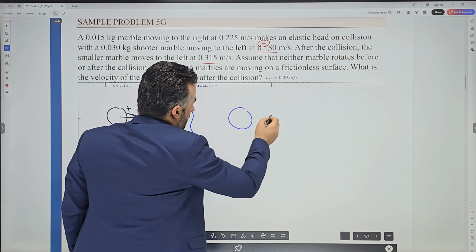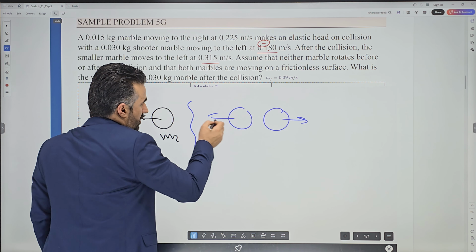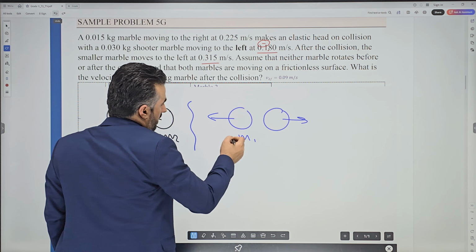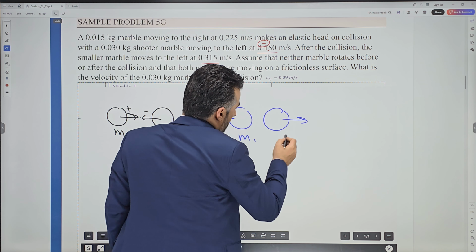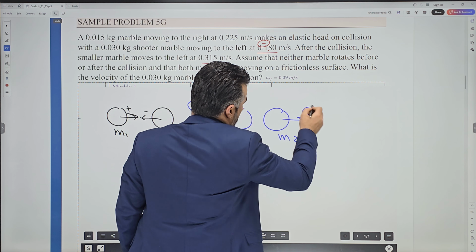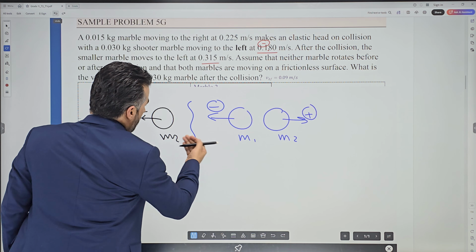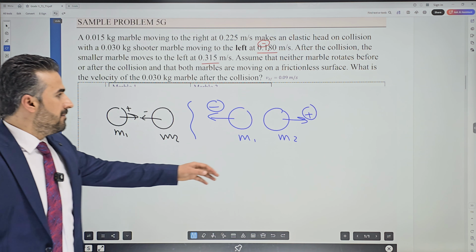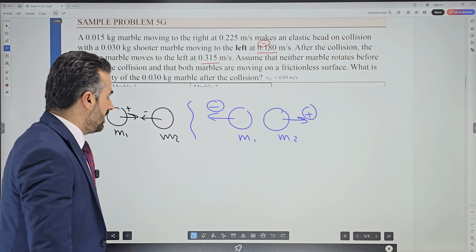After the collision, these two are going to rebound and change direction. So the smaller mass is going to the left, which means negative, while M2 is going to the right, which means its velocity is going to be positive now. So all you have to do is find the final velocity for the second marble.